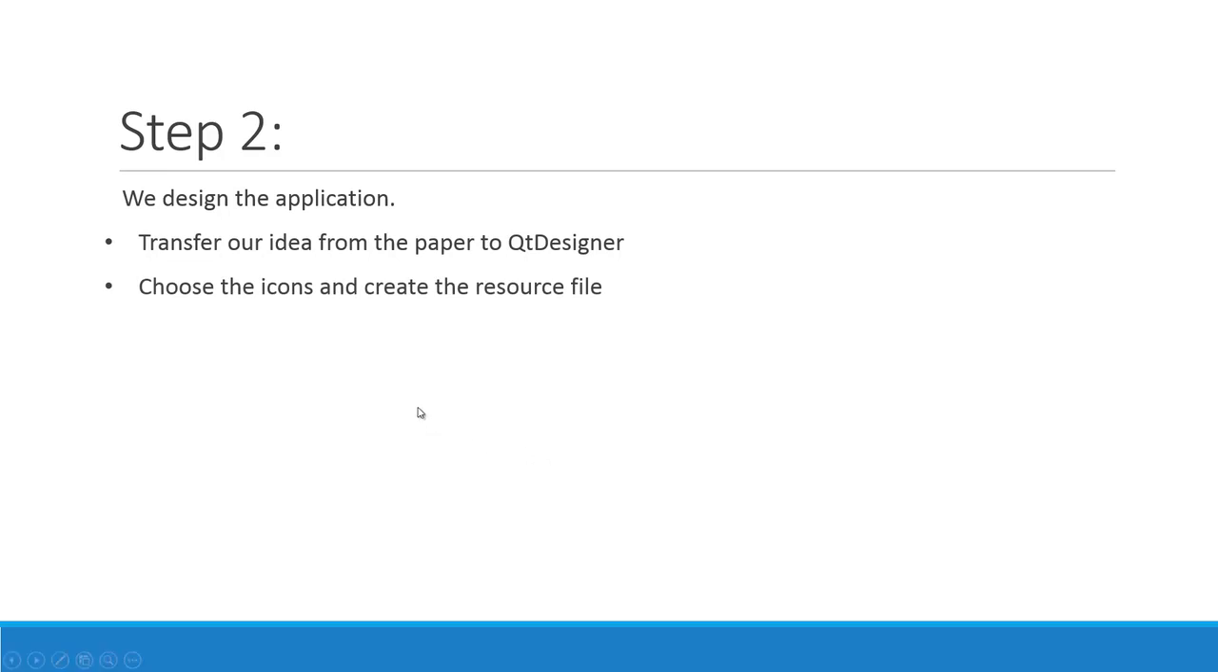Then we choose the icons and we create the resource file. I have already gone over this in one of the previous videos, but we are going to go over it again. This is kind of like I said in the first slide, a rehash of all the other stuff that we learned, plus adding some new stuff. So I am going to go over how to create a resource file if that's what you're worried about. We're going to use the appropriate widgets, and this is very important.